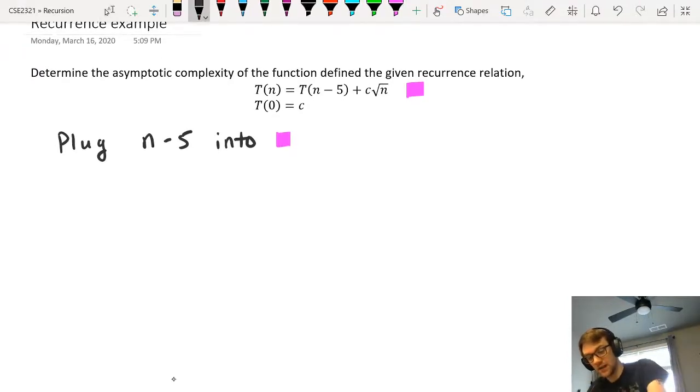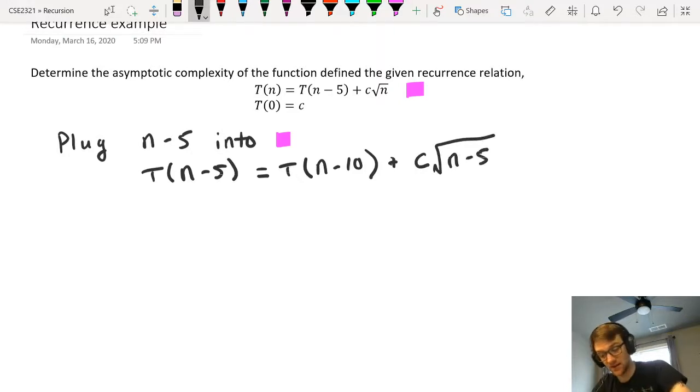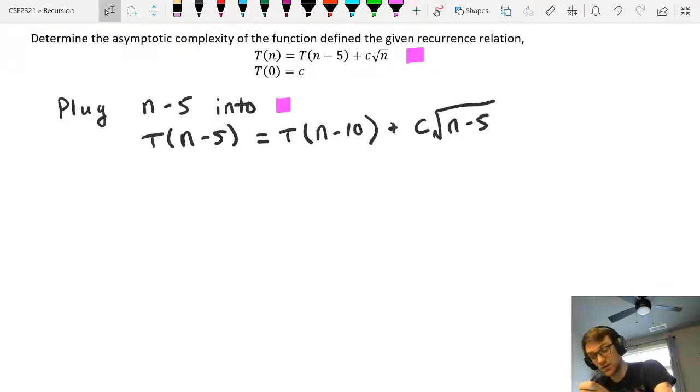Doing that, we have t of n minus 5 on the right hand side is equal to t of n minus 5 minus 5, which is n minus 10. And then we have plus c times radical n minus 5, replacing all copies of n with n minus 5. We're then going to substitute that back into the original recurrence relation.